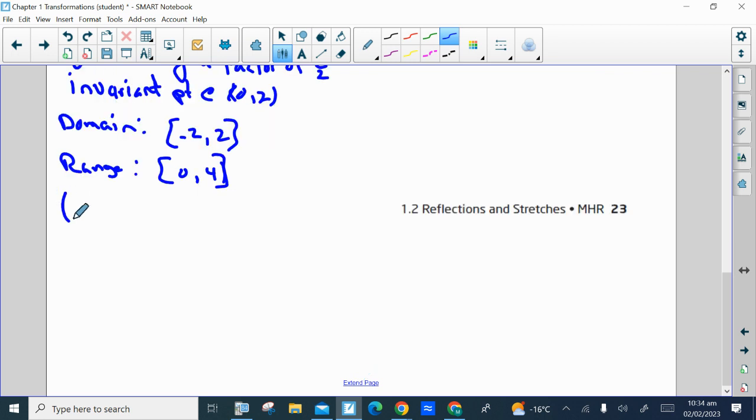And so finally our mapping notation, because we horizontally stretched by a factor of a half, all the x values were multiplied by a half. The y value stayed the same.